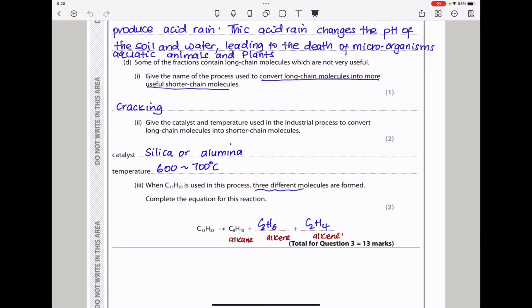Now remember, they've given us one product molecule, which is this. This is octane. So if octane has been formed, it means we are left with 5 carbons. And this one here is an alkane, so the other products must be alkenes. Which 2 alkenes are different that can be made out of 5 carbons? Those are propene as well as ethene. So this brings us to the end of question 3. Let's continue to question 4.